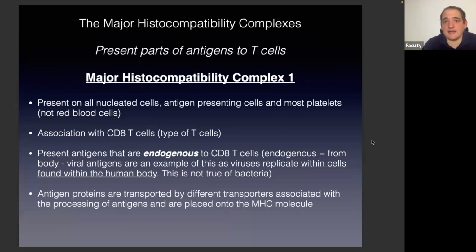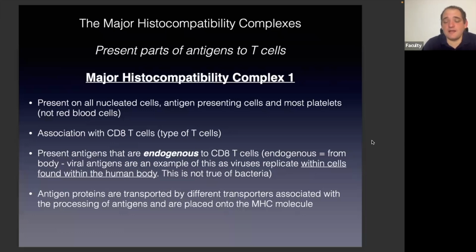Exogenous, which we'll do on the next slide, really means originating from outside the body. And this is interesting. I always found this confusing at first. Viral antigens, such as the flu and COVID, can actually be examples of something that's endogenous. And that's confusing because how could that be? We're getting a virus from somewhere else that originates outside of the body and then comes into our body. It's not part of our body. Why is it endogenous? It's because viruses replicate within our cells.